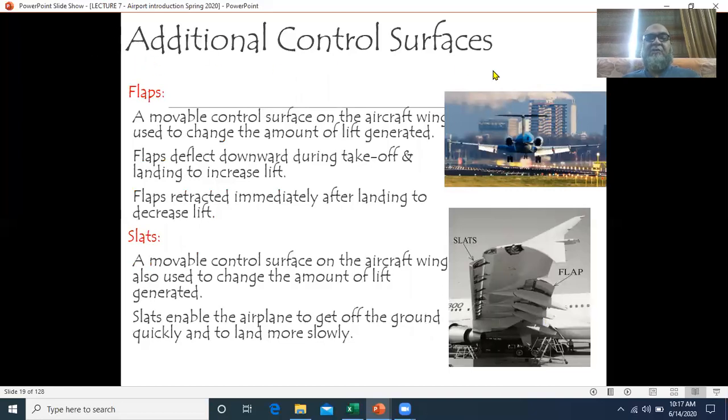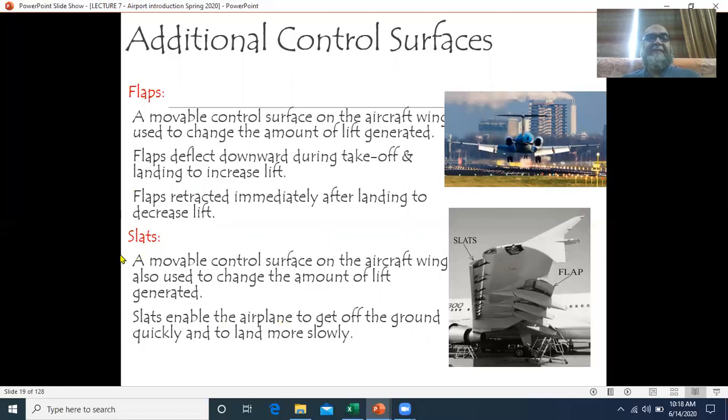Then there are additional control surfaces. Here you can see these are the flaps. Then there are slats. What is a flap? A movable control surface on the aircraft wings used to change the amount of lift generated. Now, if the flaps deflect downwards, the plane is taking off and landing to increase lift. So the flaps are always downward during takeoff and landing. Once the landing takes place, the flaps are retracted immediately to their original position so that it decreases the lift.